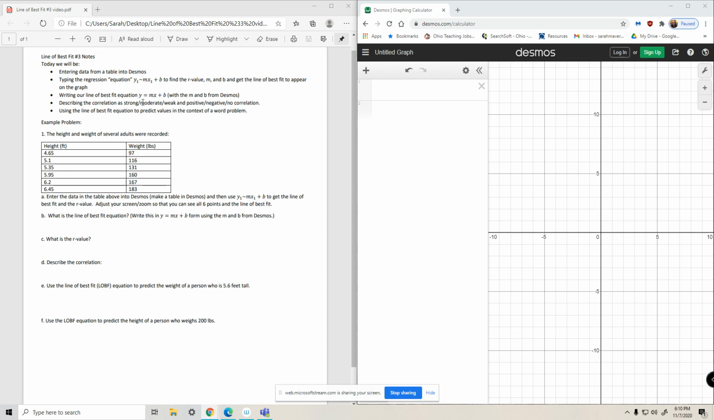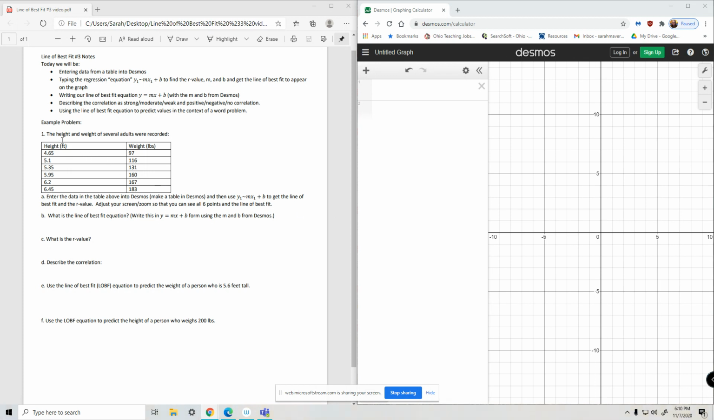What we're going to add on today is also writing the line of best fit equation using the m and b from Desmos, which I'll walk you through. We're also going to still talk about describing the correlation as strong, moderate, or weak, and positive, negative, or no correlation. And the other new thing today is we're going to use that line of best fit equation to predict values. Instead of going to the graph and estimating, we're going to use the equation to find values more exactly.